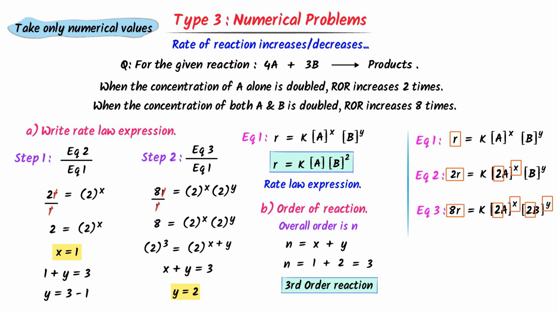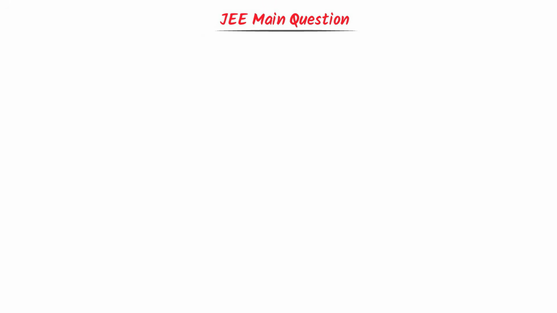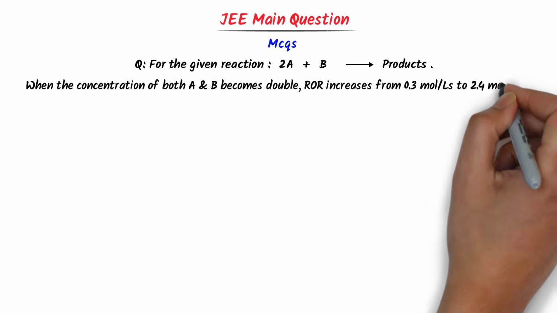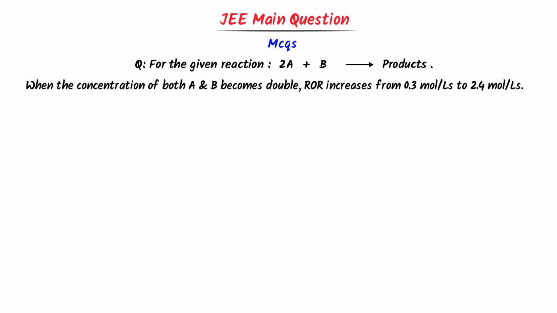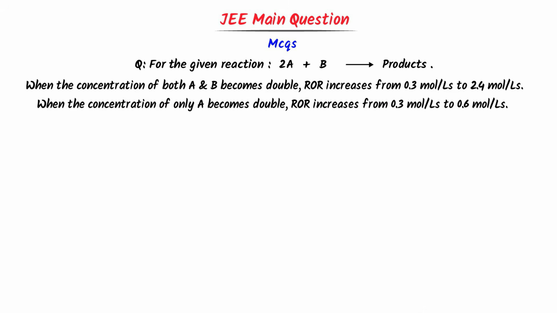Now I will show you the power of this trick to solve a JEE Main question. Consider this MCQ. For the reaction, when the concentration of both A and B becomes double, the rate of a reaction increases from 0.3 mole per liter per second to 2.4 mole per liter per second. When the concentration of only A is doubled, the rate of a reaction increases from 0.3 mole per liter per second to 0.6 mole per liter per second.